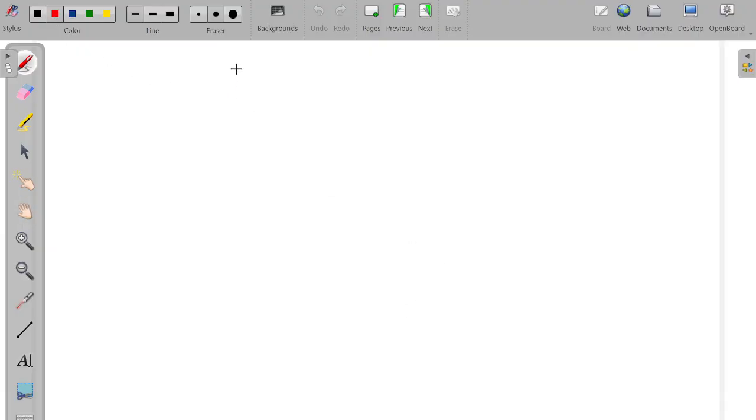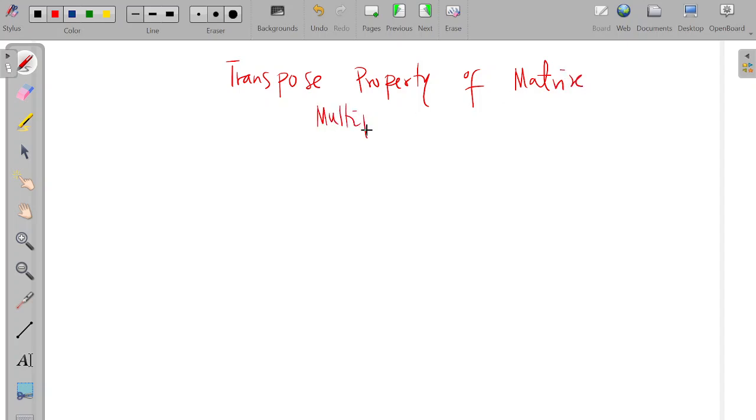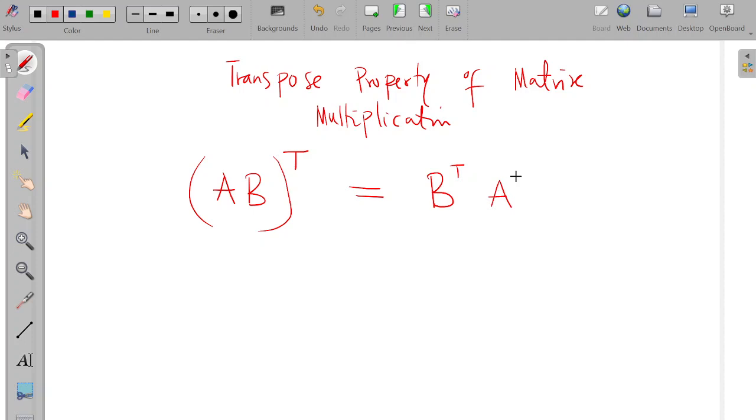Okay, so we come to the transpose property of matrix multiplication. That means when we multiply two matrices, A and B, and then we find the transpose, that is the same thing as finding the transpose of B, multiplied with the transpose of A.